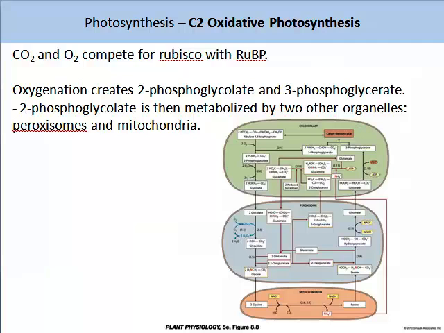So the CO2 and the oxygen compete for rubisco with RuBP. This is known as the C2 oxidative photosynthetic cycle. Oxygen creates 2-phosphoglycolate and 3-phosphoglycerate. 2-phosphoglycolate is then metabolized by two other organelles, the peroxisomes and the mitochondria. In the recommended textbook, Figure 8.8 describes what happens in these two reactions.